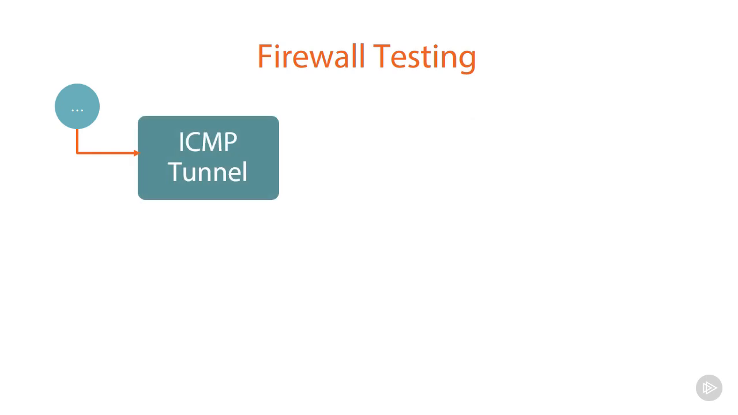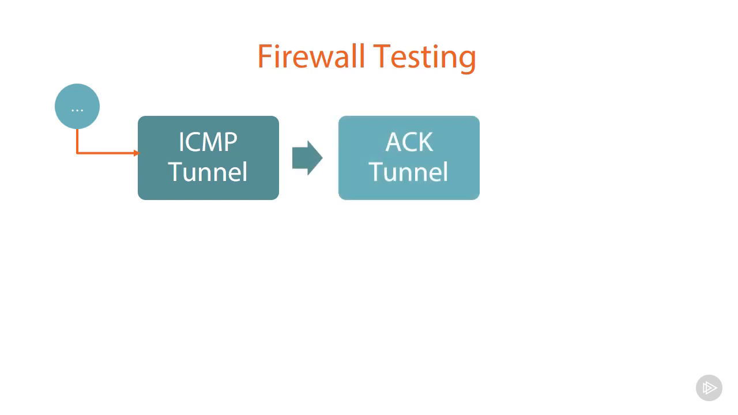So we would perform ICMP tunneling to tunnel a backdoor application in the data portion of the ICMP echo packet. We would also want to attempt an ACK tunnel using tools like ACK CMD to tunnel a backdoor into a TCP packet. Oh, and we're not done tunneling yet. We can also, or we should, test to see if an HTTP tunnel will pass through.